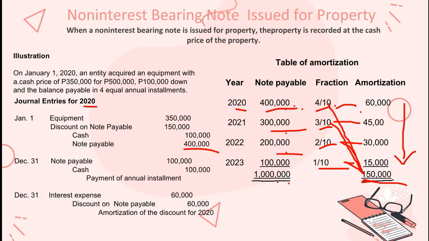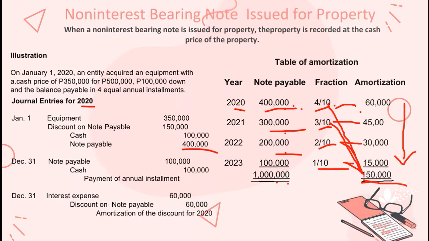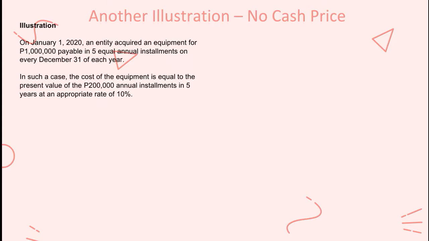Okay, now let's continue our discussion to the next illustrative example. We have here another illustration which talks about no cash price. So what if the problem doesn't give a cash price? For example, the problem.